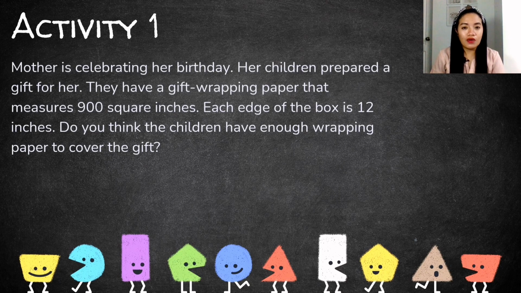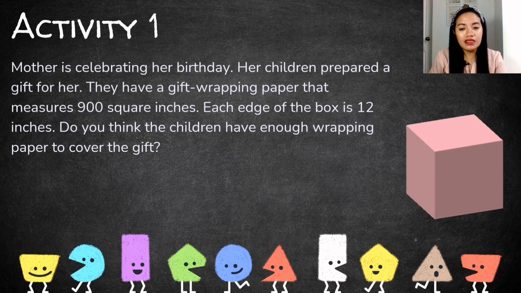So, ang tinatanong lang dito, learners, ay kung kakasya ba yung gift wrapping paper na meron yung mga bata or yung mga anak para makover or mabalutan nila yung box ng kanilang regalo. So, ibig sabihin, ano ba ang itsura ng box? Ito ba ay isang rectangular prism? Ito ba ay isang cube? Okay. So, ang ating clue rito ay each edge of the box is 12 inches. So, bawat edge daw ng box ay 12 inches. Ibig sabihin, kung equally yung bawat edges, ibig sabihin, ang box ay isang cube.